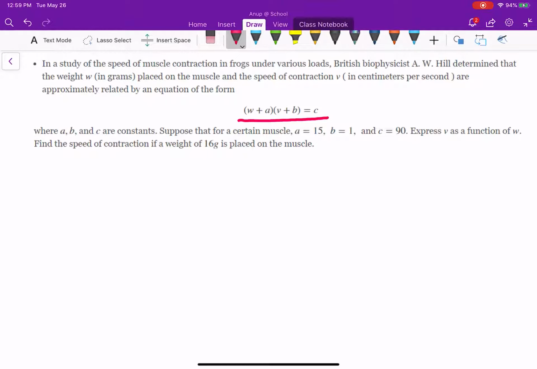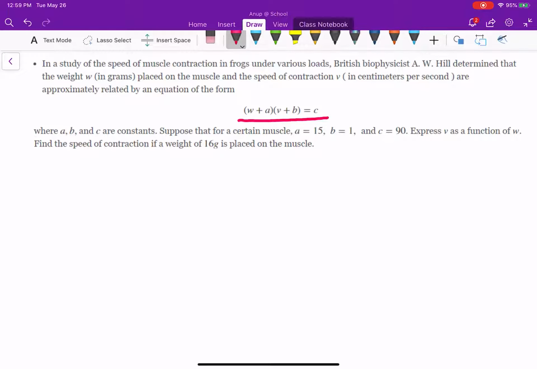So here we have a relationship between W and V given by this equation, and we also have A, B, C, which are given as constants. So far we have just given a relationship between W and V, or the relationship between weights and speed of contraction. So what is the question here?